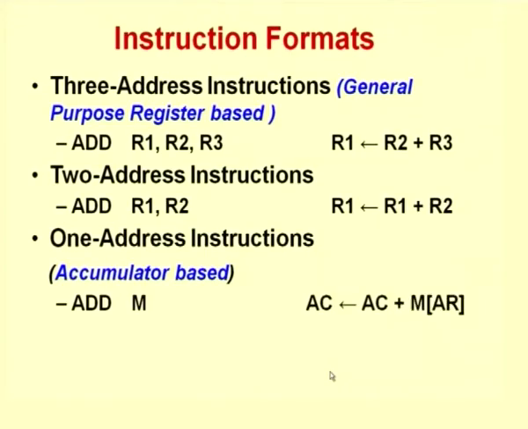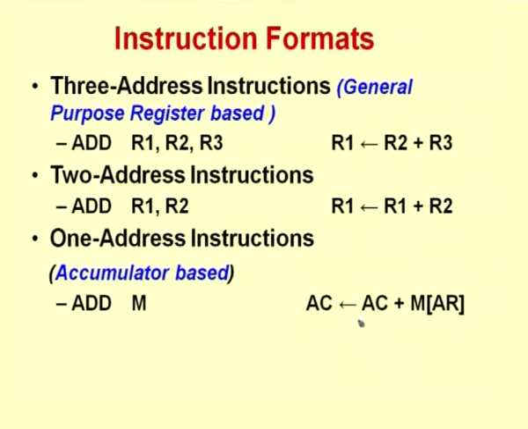If you have a 1 address instruction, this typically happens in accumulator based architectures. So, here only one address is specified, which means that 2 other operands, 2 other values, are all implied. If you take a look at this, for instance, add m, in an accumulator based architecture, we would have an accumulator as a special purpose register, which is used as one of the source operands and the destination operand.